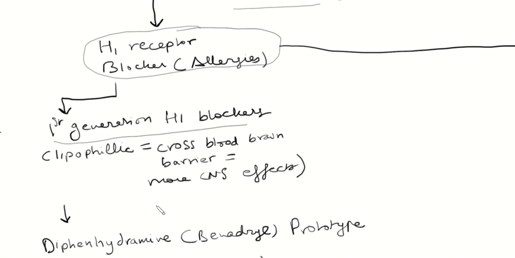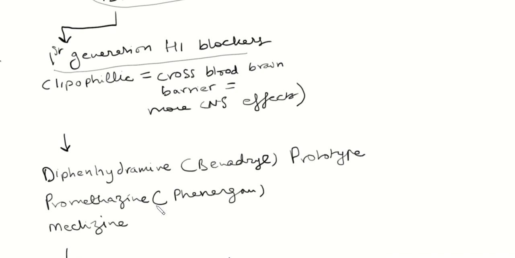So let's talk about the first generation H1 blockers. So they came to the market first. That's why they're first generation. They were also lipophilic. So in other words, they would dissolve in fat. They liked fat. And thus they were able to cross the blood-brain barrier. And because of that, they have a lot of central nervous system effects. It's really, really important. Okay?